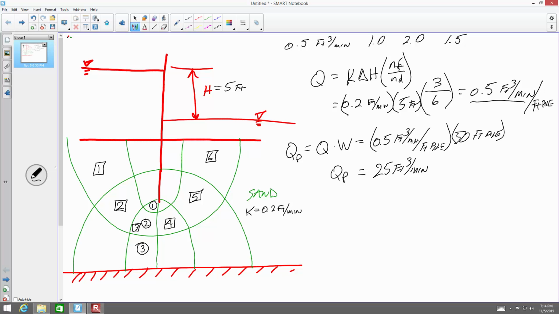Direct correlation. If the sheet pile is extended upward to permit doubling of H, what happens to the total flow? So now H is no longer 5, it's 10 feet. So what happens to the flow? It drops by half, it doubles, it stays the same, it increases by 41%. Doubles, because all we're doing is taking H right here and doubling it, right? So it's going to double.